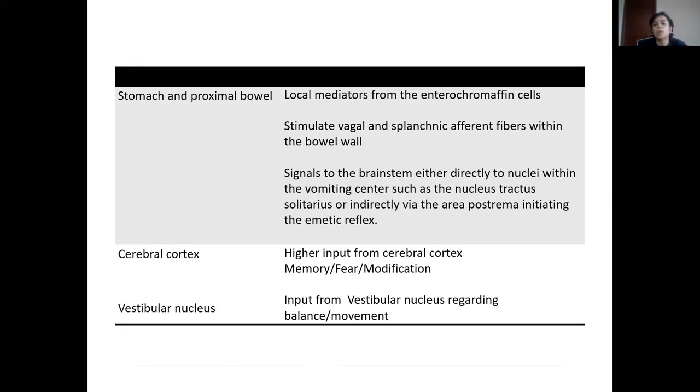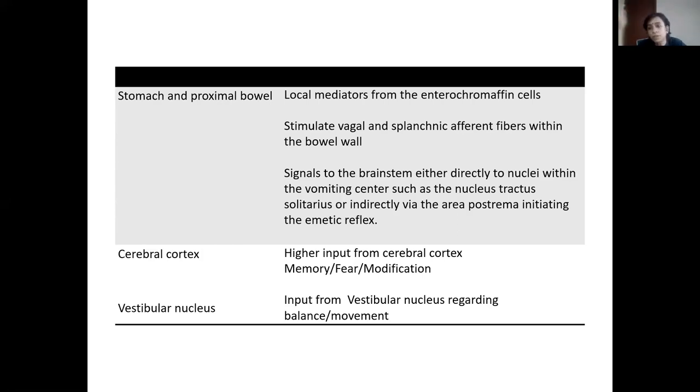Stomach: we know a lot of vagal afferent fibers are there in the bowel wall, and they transmit signals to the brainstem or directly to the cortex. Cerebral cortex: memory, fear, modification. I had the habit of vomiting during chemotherapy. So next time if I go for chemotherapy or if I think about chemotherapy, I feel nauseous. Or I'm scared that if I eat this, I'm going to vomit. If I see this, I'm going to vomit. So next time when I see this, I actually vomit. All this memory, fear, and modification happens in the cerebral cortex.